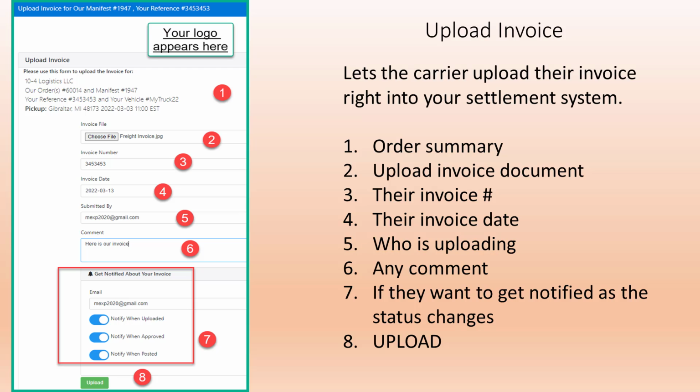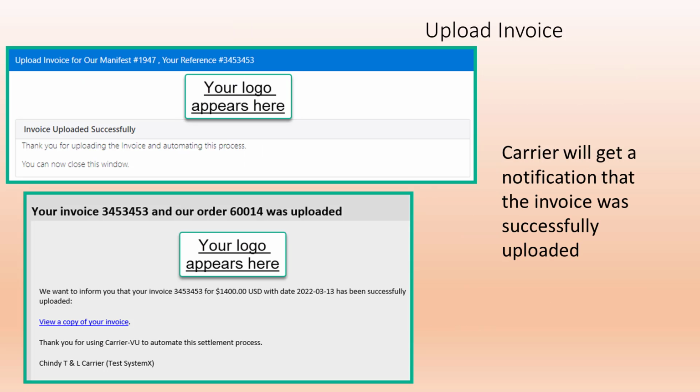When the carrier uploads their invoice, this screen will be different. It lets the carrier upload their invoice right into your settlement system. They will see the order summary. They can then upload their invoice document, enter their invoice number, put in their invoice date, and who is uploading it, and any comment. But they also get the opportunity to get notified as the status changes in your system, and then they click Upload. The carrier will get notified that the invoice was successfully uploaded.